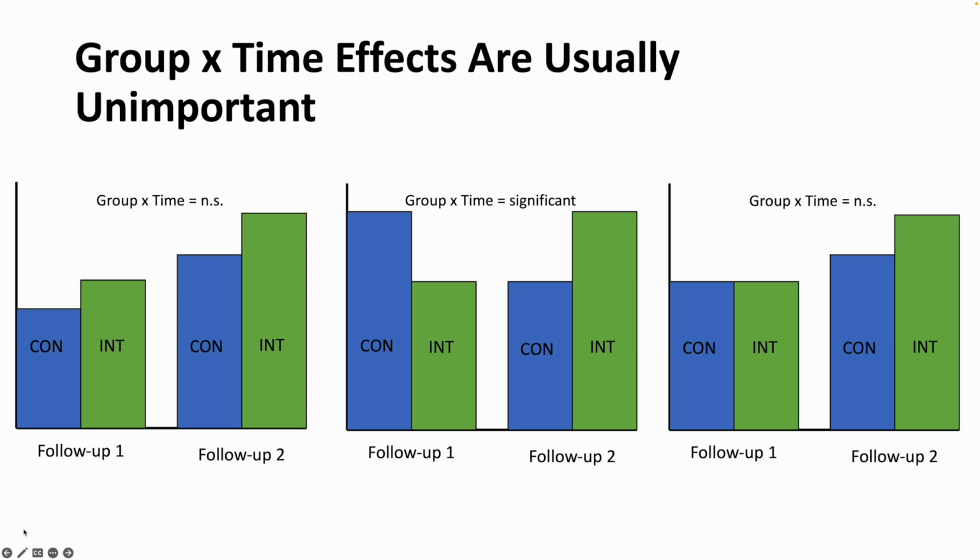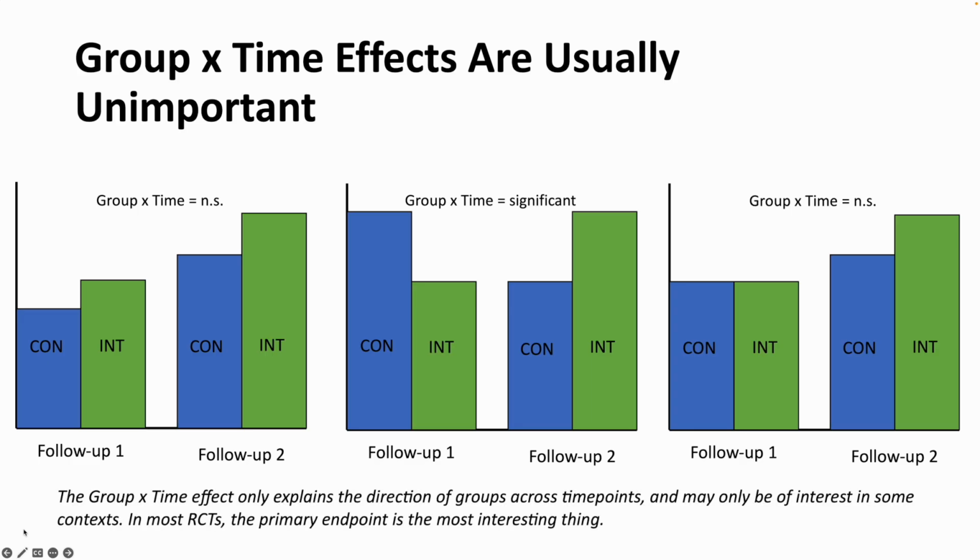The group by time effect in the middle is going to be significant. But again, this is really showing, in my opinion, regression to the mean. So yes, we do see a group by time effect, but that doesn't necessarily imply that this is somehow meaningful. And then the last one, to the far right, may be significant, it may not be. It's hard to know in this example, but there does appear to be a differential rate of change from follow-up 1 to follow-up 2 for the intervention and the control. It's not a huge amount, but there is something there.